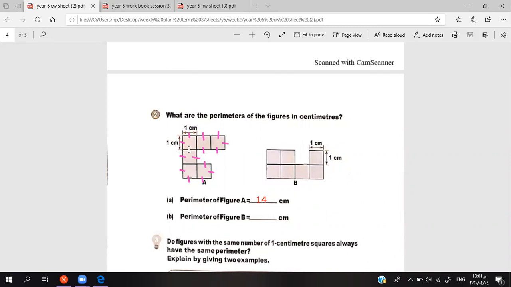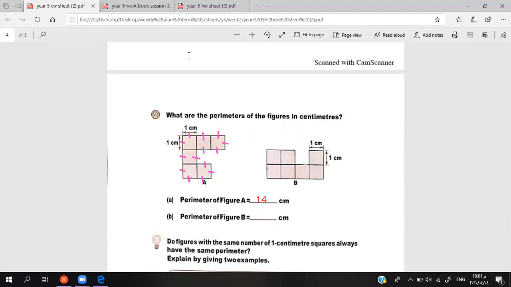Some people might count this one, or this one, or this one, which is wrong. The perimeter means only the outside. And you must be careful with the key here, that each side is 1 centimeter. If the side here, for example, is 2 centimeters, what will I do? I count them as 1s, and then I multiply by the key. If it's here 2, then I multiply it by 2. If it's here 3, I multiply it by 3. Can you try doing number B and come back to see how we do it?